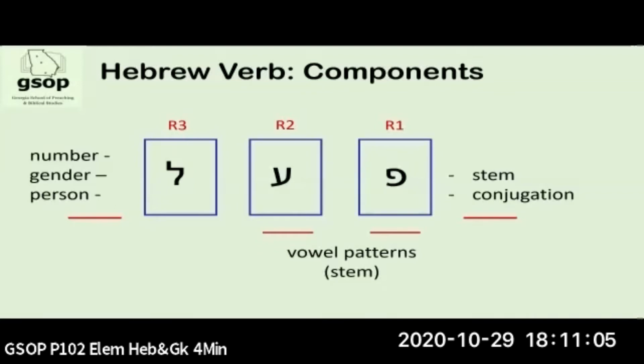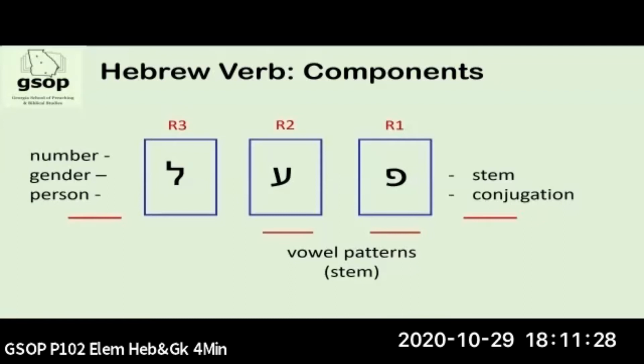And so the key is to recognize and find the root, look at what's added to it, and that will help you recognize how that verb is functioning, what stem it is, which would tell you what voice. The stem is going to determine the voice. It's also going to determine the action of the verb. The conjugation will tell you how it functions in the sentence.